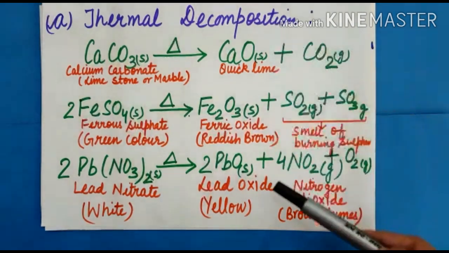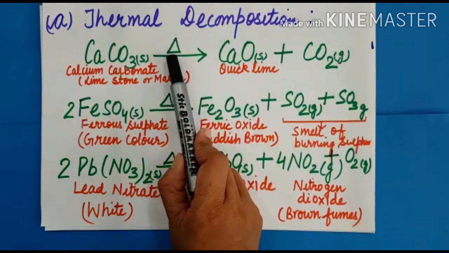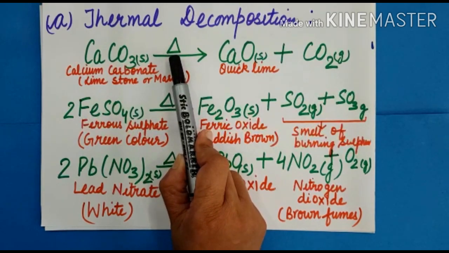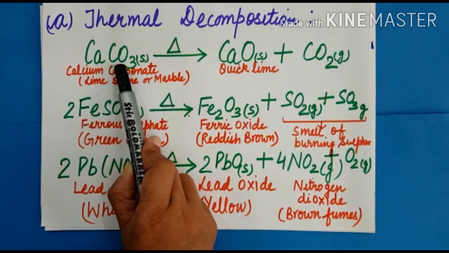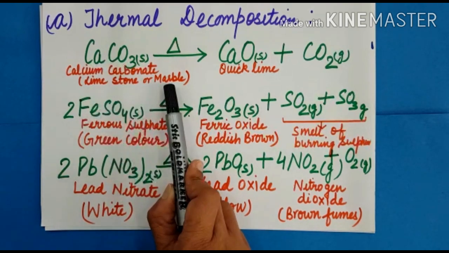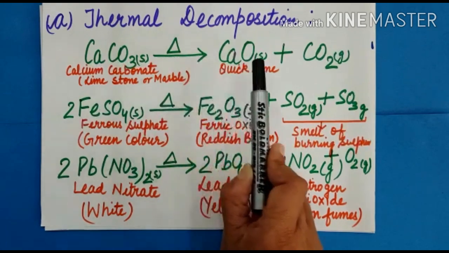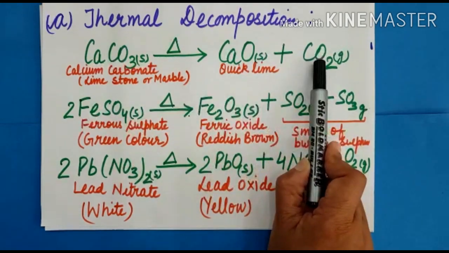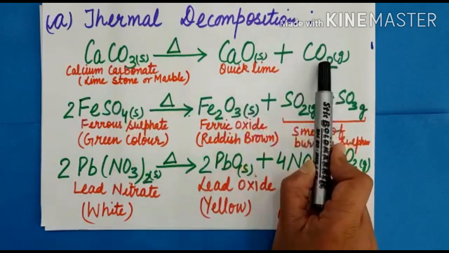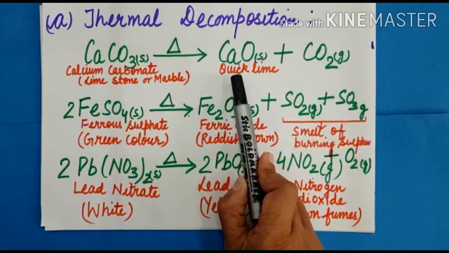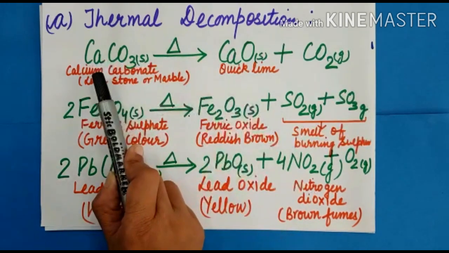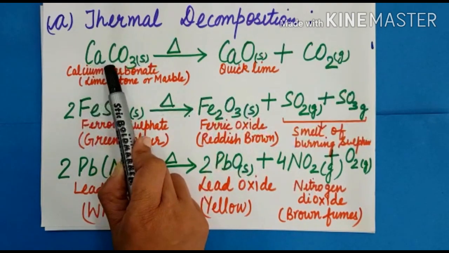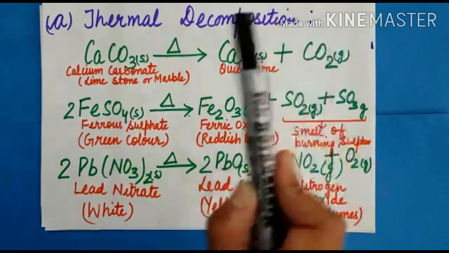So this is the example of thermal decomposition. This triangle sign indicates the heat. Clear? This is the symbol of heat provided. So first example, this is calcium carbonate, and the common name of calcium carbonate is limestone or marble. When it is heated, it breaks into two simpler substances, calcium oxide and carbon dioxide. The common name of calcium oxide is quicklime. So again, on the reactant side only one compound is there and it breaks into two simpler ones.